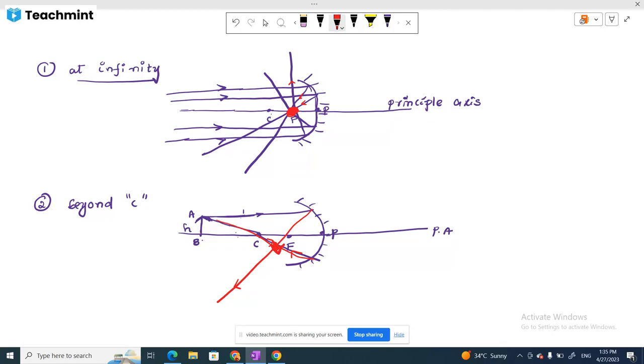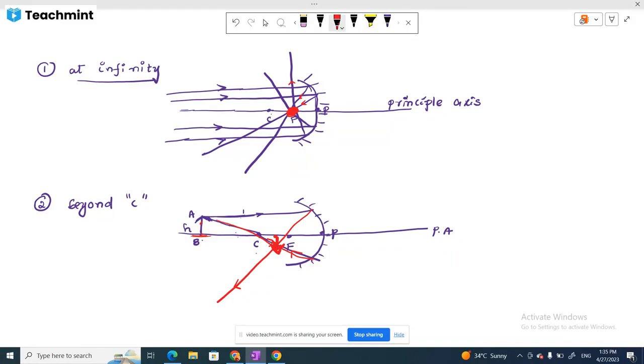Similarly, if you take this point, there is definitely a formation of the image here. Like that, B is the foot of the perpendicular to the principal axis, so B's image also forms on the principal axis. So this is the location of the image. That means the location of the image is exactly between the center of curvature and the focus.